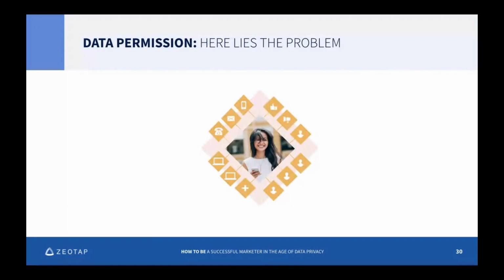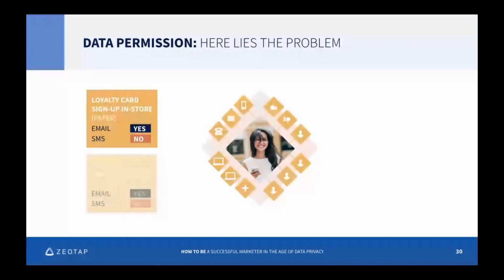So if we've got one individual customer, they are probably interacting with your brand across so many different touch points these days. So let's say, for example, our customer here signs up for a loyalty card in store. In doing so, she says yes to email, no to SMS. But then she creates an account online. Maybe that's handled by a different app. Maybe that's Magento. She says the same thing. So that's great so far.